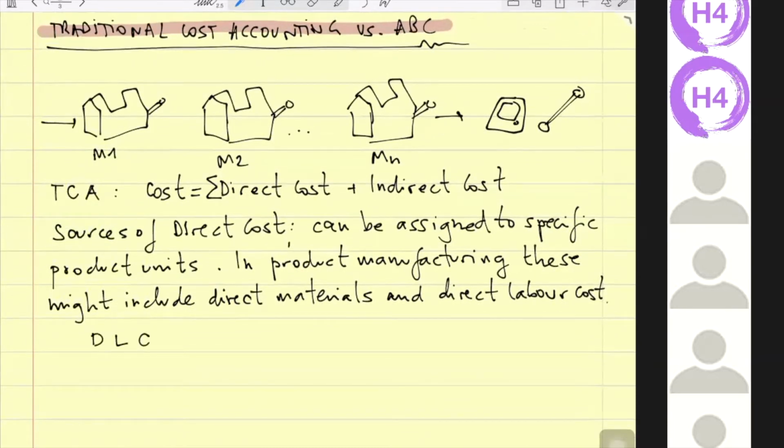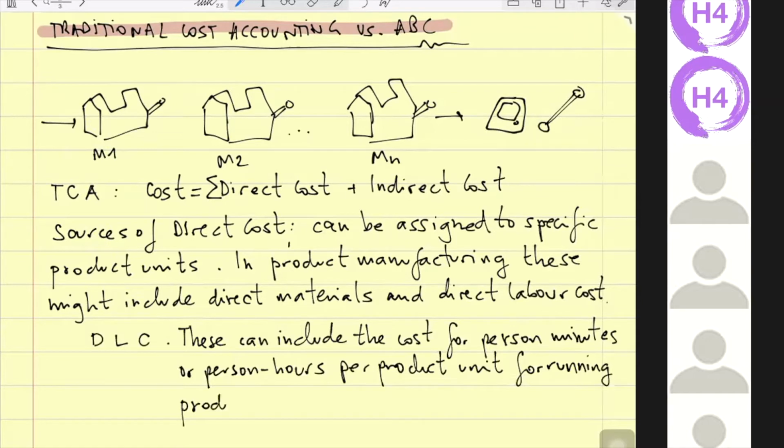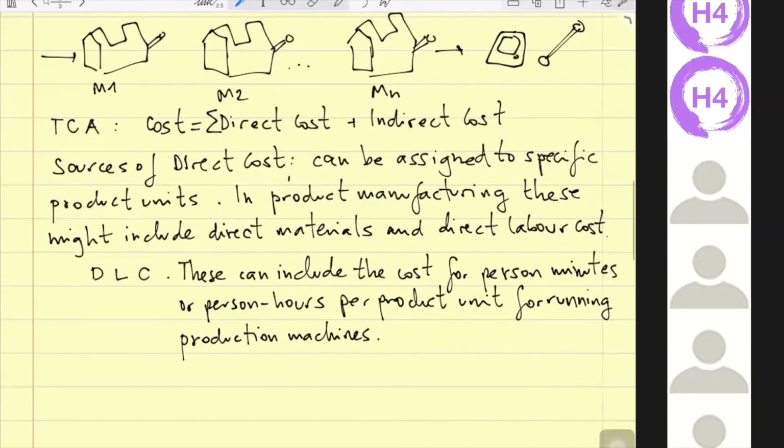Direct labor cost. These can include the cost for person minutes or person hours per product unit for running production machines. So what we had before in the example.